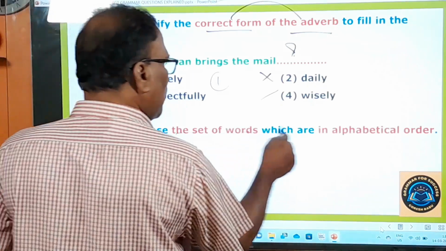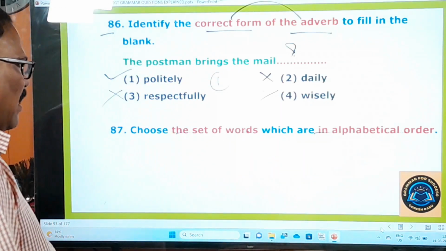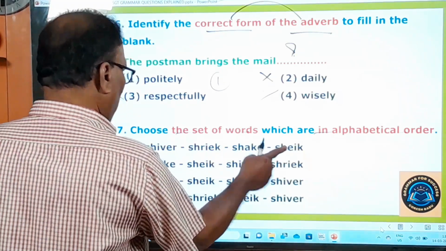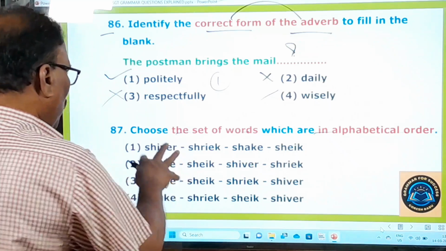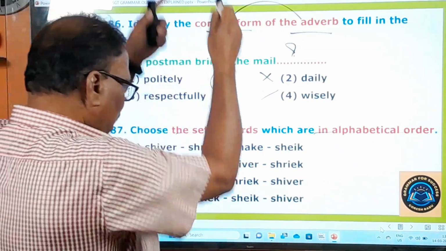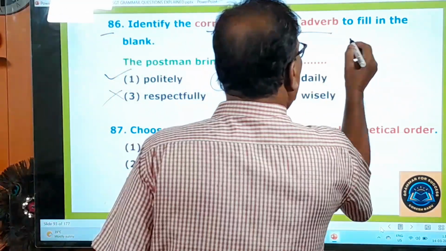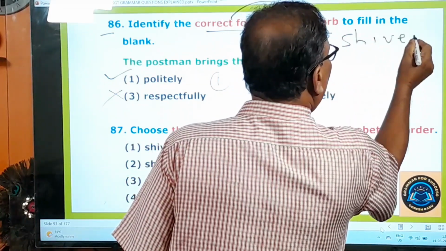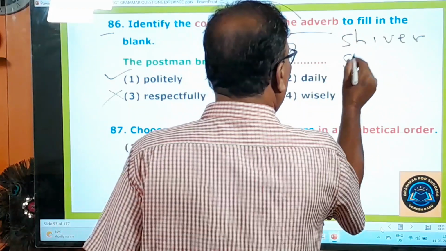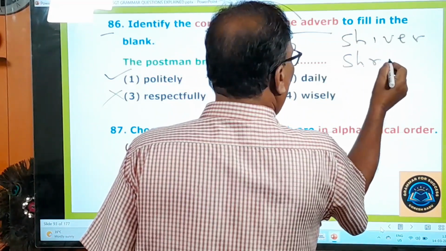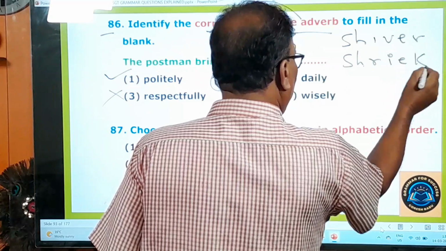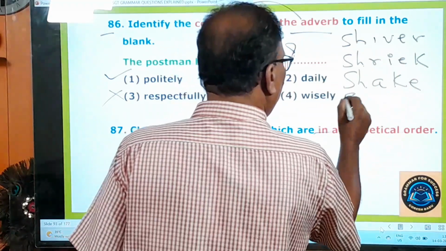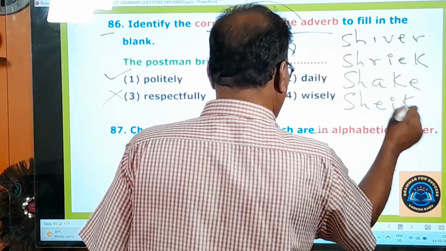Choose the set of words in alphabetical order. Set of words. What are the set of words? Shiver, shriek, shake, shake. So all these words are there. So don't get confused. You write all of them in a vertical order. Shiver. Shriek, S-H-R-I-E-K. Shake, S-H-A-K-E. Shake is there, S-H-E-I-K.